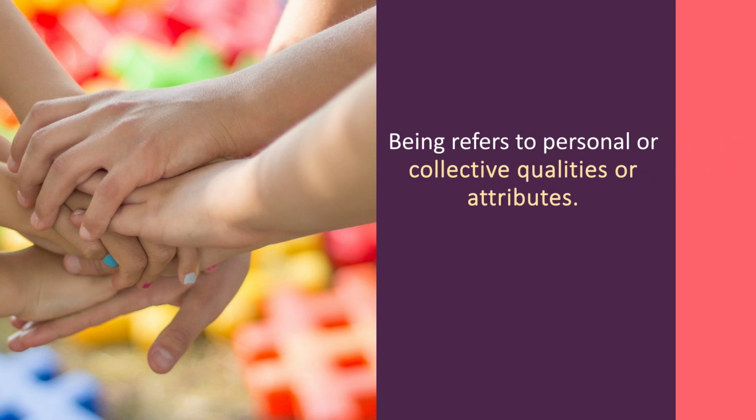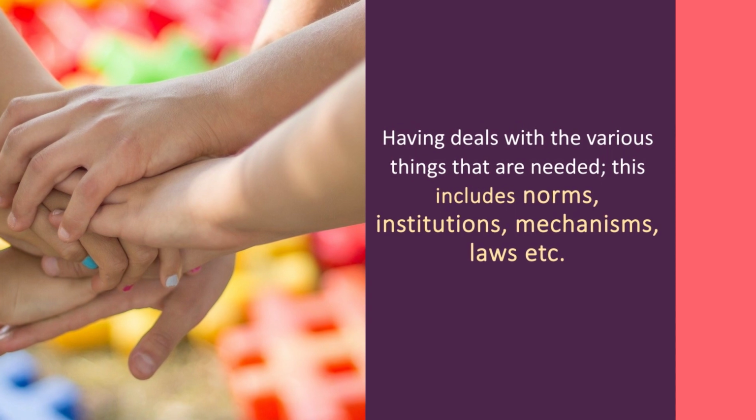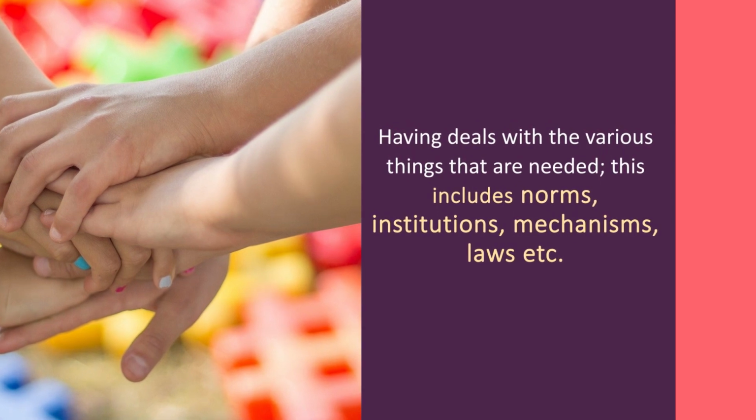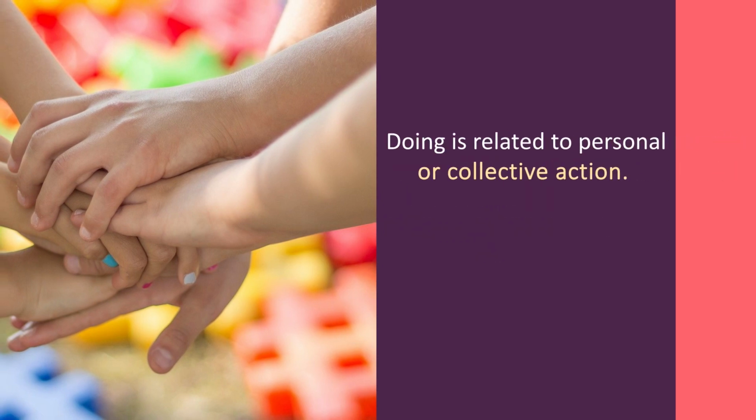Being refers to personal or collective qualities or attributes. Having deals with the various things that are needed. This includes norms, institutions, mechanisms, laws, etc. Doing is related to personal or collective action. Interaction is the setting or the context. Let us understand this more concretely by looking at the chart.